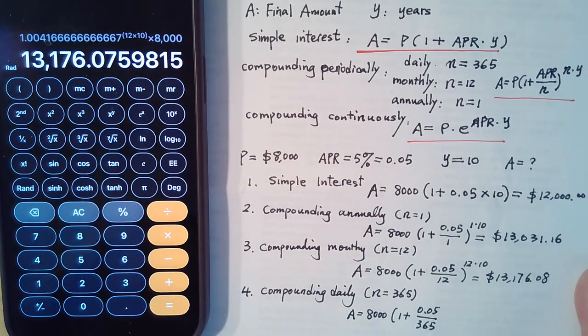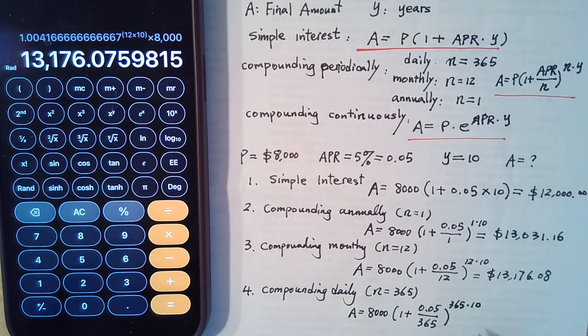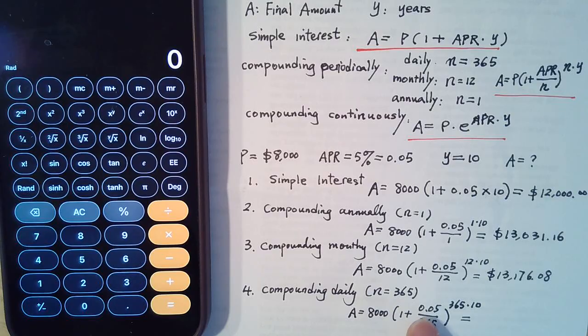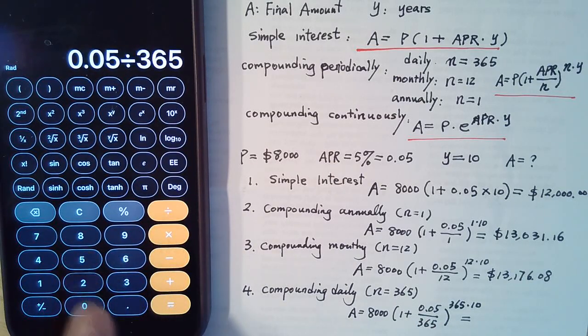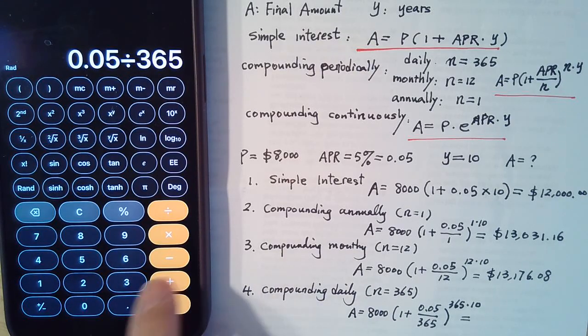So that's 1 plus the daily rate. But because you compounded so many times, how many times? 365 times in a year for 10 years. Okay, so we're going to use the calculator again. 0.05 divided by 365, which is this fraction, and then plus 1.